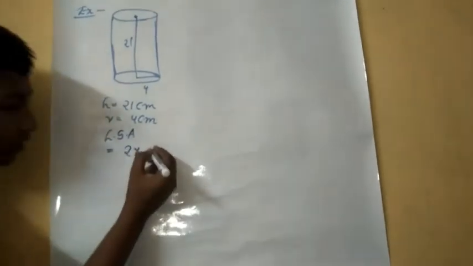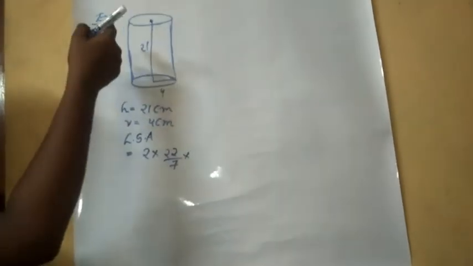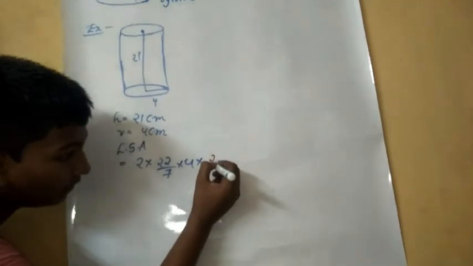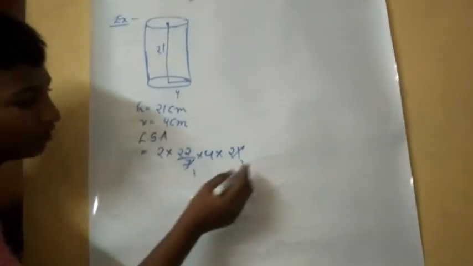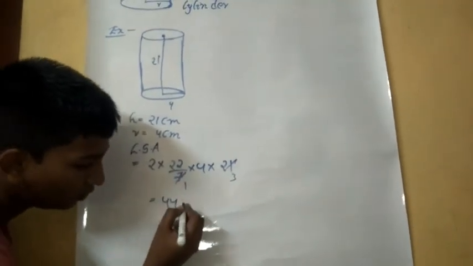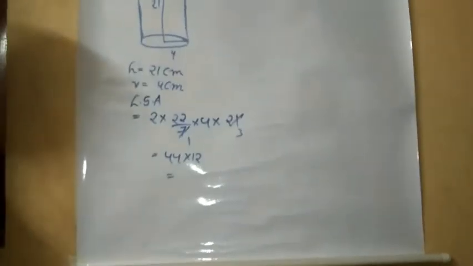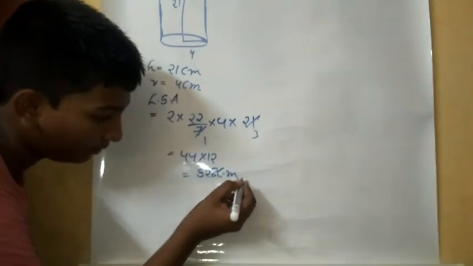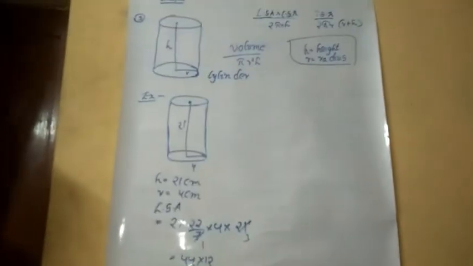By the cancellation we will get the answer easily. So I am writing 22 by 7, 22 by 7 into R is 4 into 3, 21. 7 1s, 7 3s. So we can multiply now. 2 into 22 is equals to 44, 44 into 12 is equals to, the answer is 528 centimeters. The LSA of this cylinder is 528 centimeters.